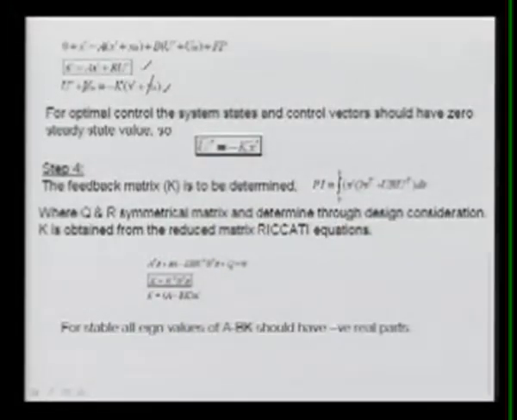Now in step 4, we have seen that we require this matrix K. So the feedback matrix K is to be determined, and normally what we do is use a performance index PI, that is the integration of x prime transpose Q x plus u prime transpose R u, dt, where R and Q are symmetrical matrices determined through design considerations. K is obtained from the reduced Riccati equation.